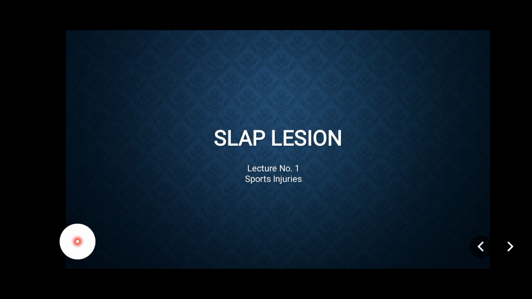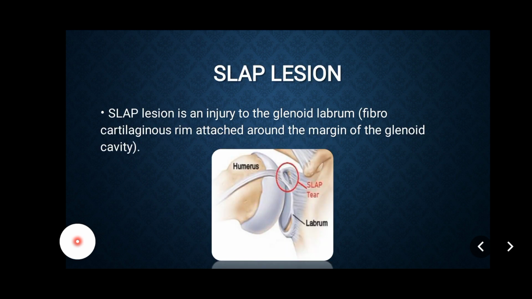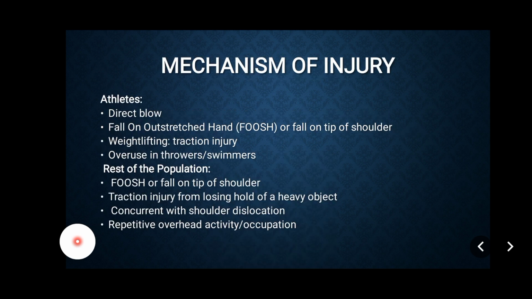This is our first lecture of sports injury and today we are going to discuss SLAP lesion. First we will see what is SLAP lesion. SLAP lesion is an injury to the glenoid labrum. Here you can see the glenoid cavity. Glenoid labrum is attached around the margin of the glenoid cavity. And if there is any kind of injury to the glenoid labrum, then we will call it SLAP lesion.